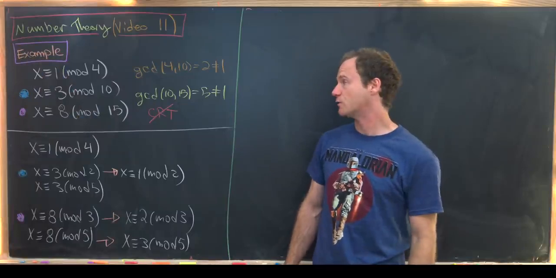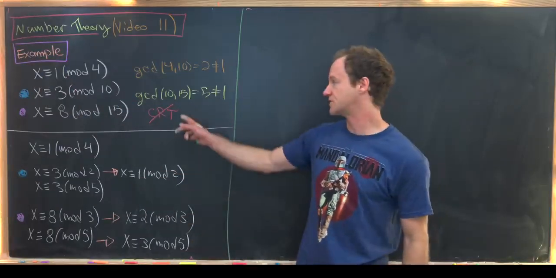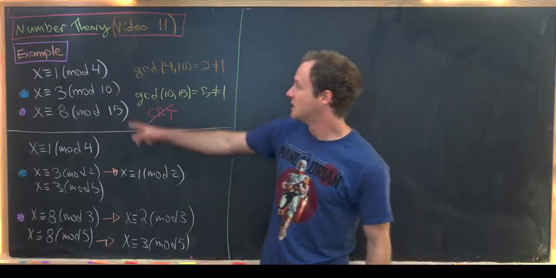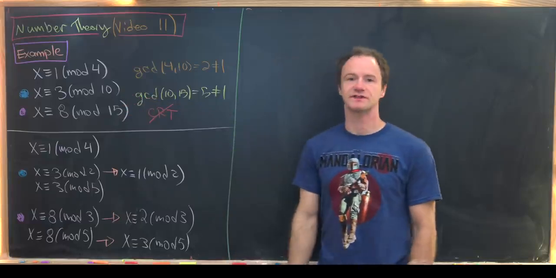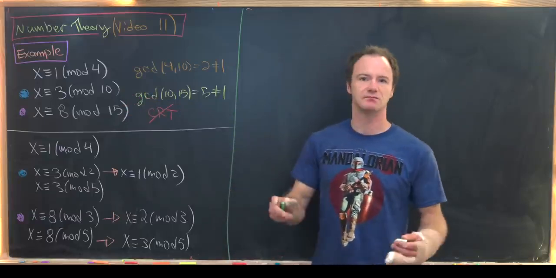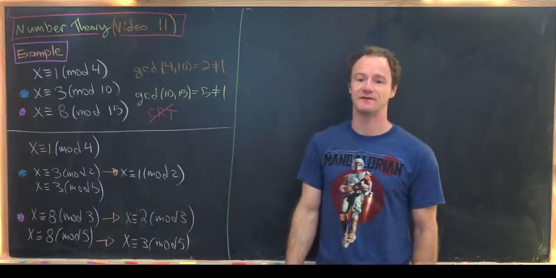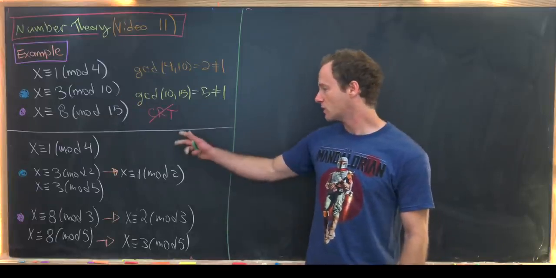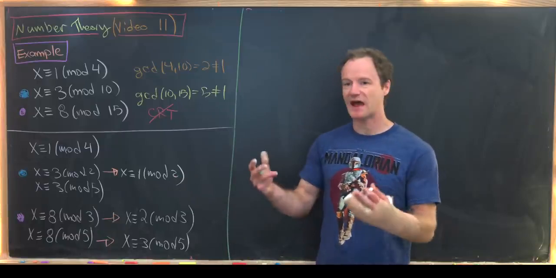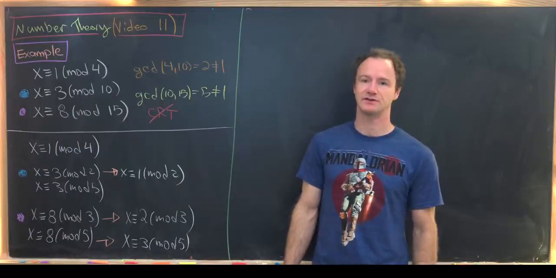Okay, so let's reiterate what we've done so far. We took this system of three congruences for which the Chinese remainder theorem did not apply, and took the second two congruences and wrote them equivalently as congruences modulo kind of the prime factorization of 10 and 15. Now we want to look at what we've got over here and see which congruences we want to smash together to form something that the Chinese remainder theorem will apply to.